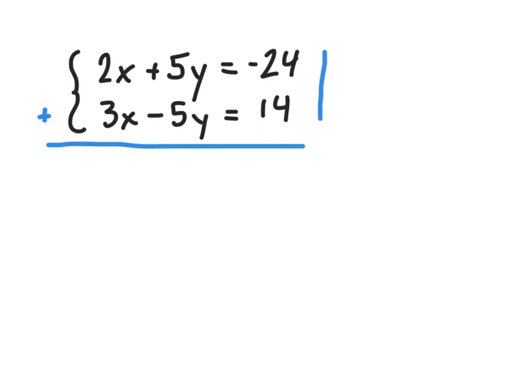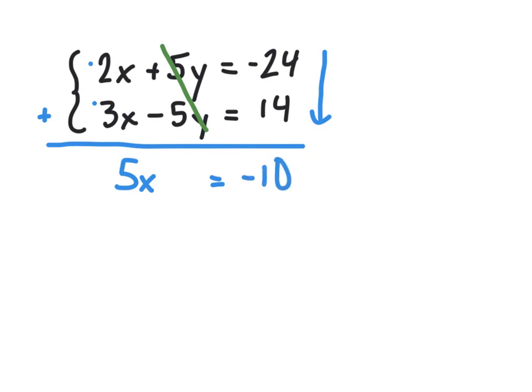We're going to add straight down because we've already identified that we have opposites. 2x plus 3x is 5x. When we add those straight down, we get 5x. We've already mentioned that these are opposites. They're going to cancel out. And then negative 24 plus 14 is negative 10.